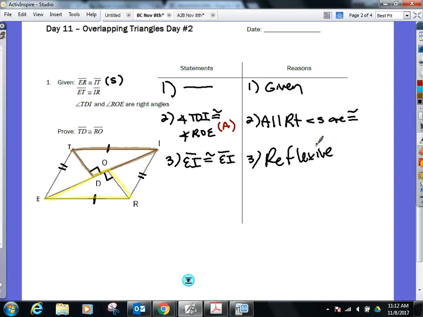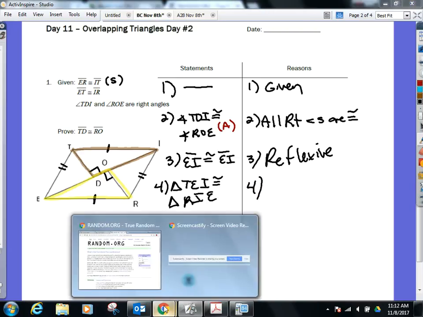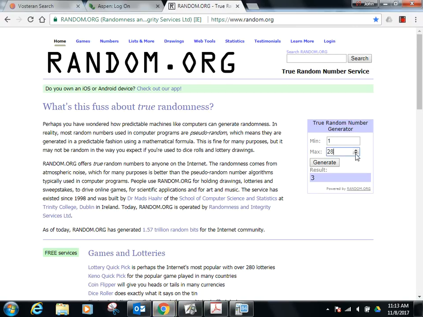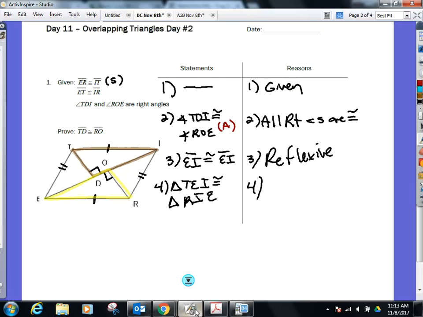So yes, Rachel, 100% correct that you can say triangle TEI is congruent to triangle. Let's see, if I go TEI, I have to go RIE. Everything match up there? TERI, yep. Why are they congruent? Here we go. Now I'm going to turn it over to you guys. Why are they congruent? What method?